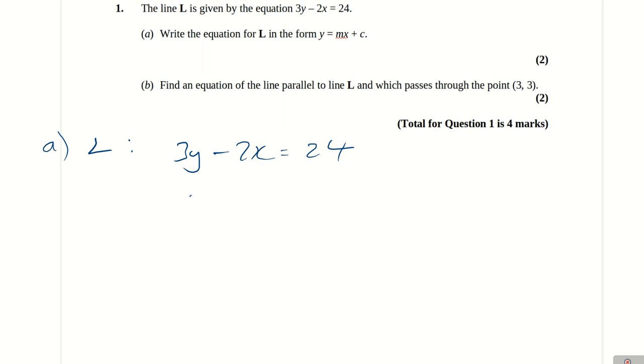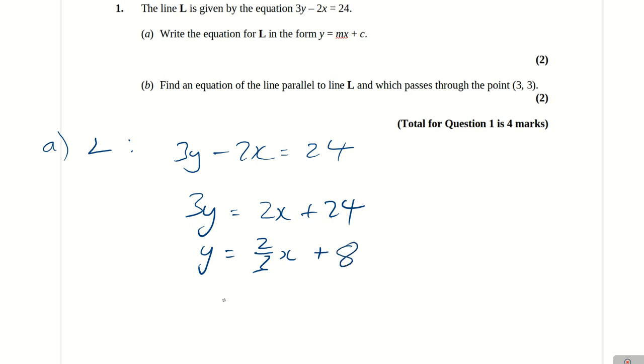So if we start just by adding 2x to both sides, it disappears from the left and it gets added to the right, and then all we have to do is divide by 3. So y equals 2/3 x plus 24 over 3, which is 8. And we've done it. Okay. Now part B.